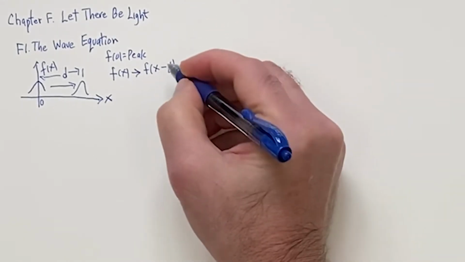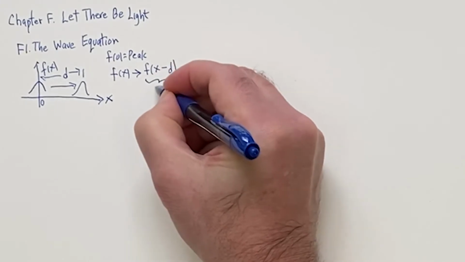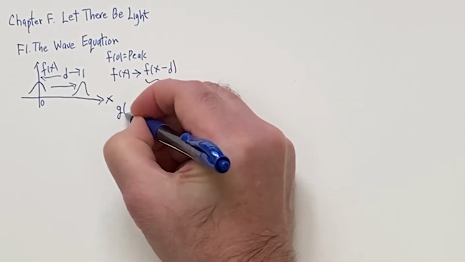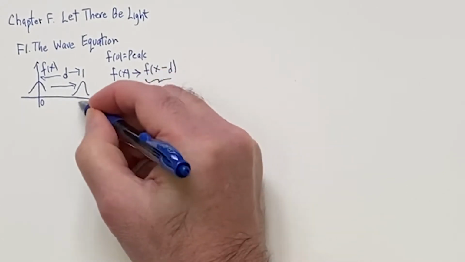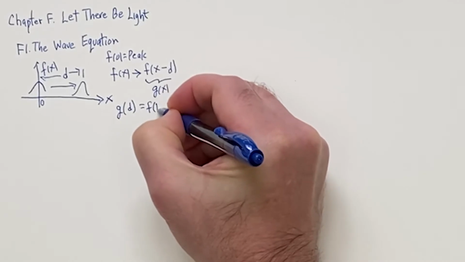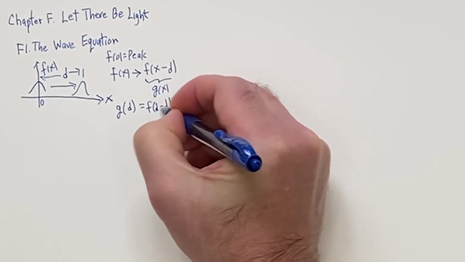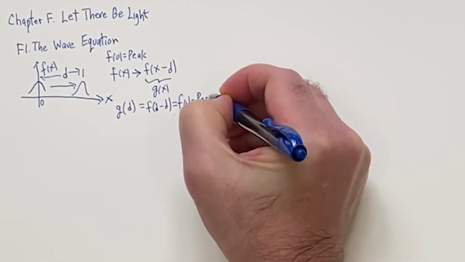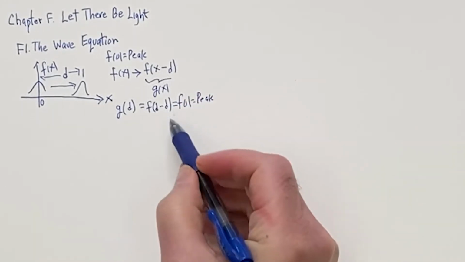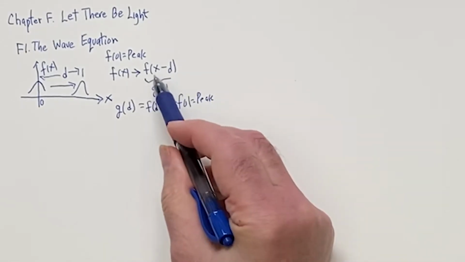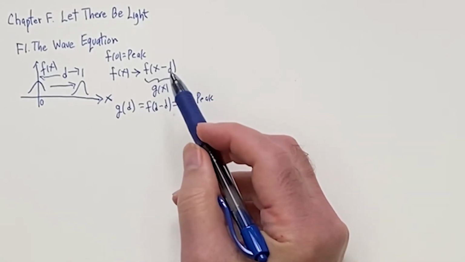Now you might say, why not x plus d? Well, watch. If this is a new function, say g of x, then if you put in g at the distance d down the road, you get f of d minus d, and that's f of 0, and that's equal to peak. So that shows that to go to the right, you want to have a minus sign. When you put in x equal to d, you get f of 0.